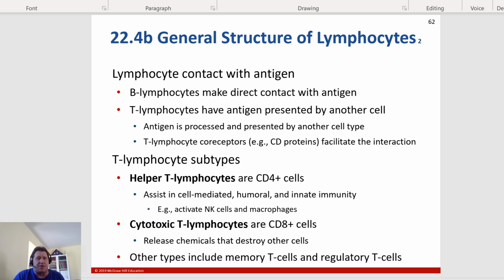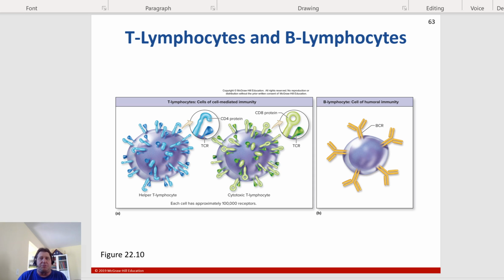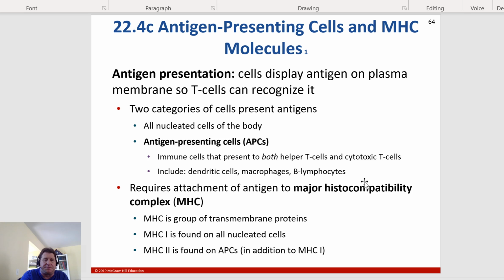Cytotoxic T lymphocytes are other kinds of cells that will release chemicals that will kill cells. So they fight the disease by killing cells. So T lymphocytes and B lymphocytes. Here you're looking at T lymphocytes, different receptors on there, the different types, T4 helper, T8 cytotoxic. And then over here is a B lymphocyte.